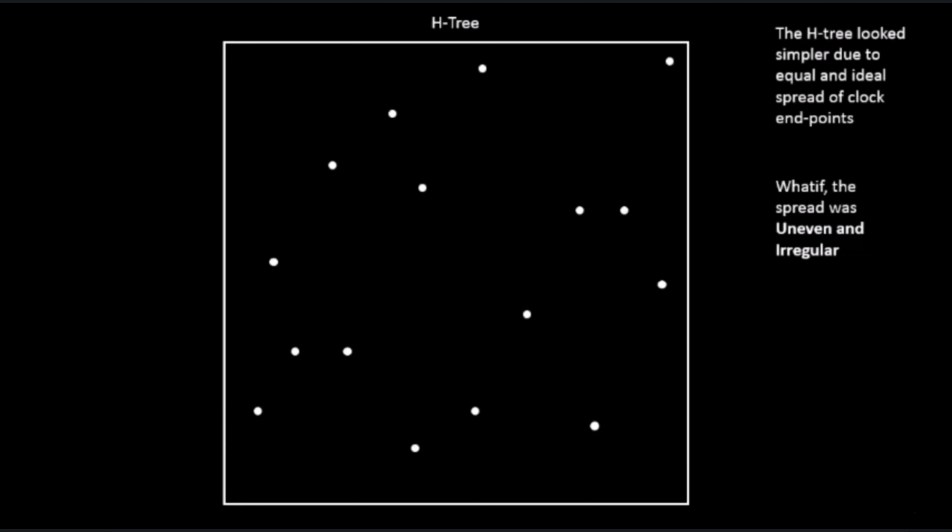Since this is a new topic that we need to enter into, we'll stop over here and start a new topic, where we'll build a clock tree for 16 clock endpoints again, but with the spread of the clock endpoints very uneven and irregular. So let us build a clock tree for this kind of situation in the next video.